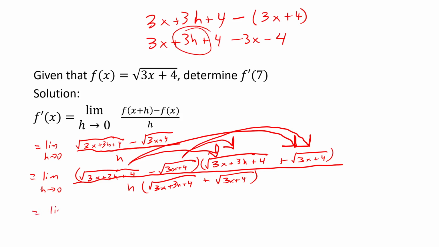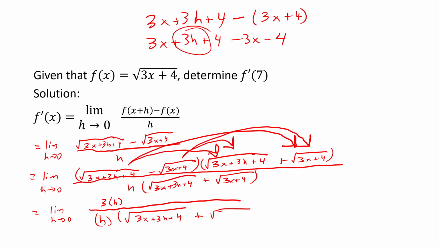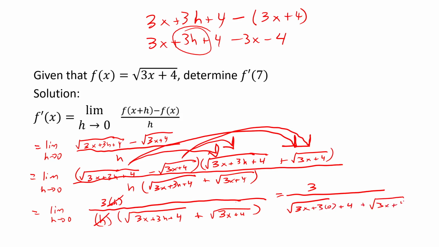So I'm going to call this the limit as h goes to 0 of 3h over h times the radical 3x plus 3h plus 4. We didn't distribute the denominator at all, so we still have to write that in just the way it was. Okay? And now I can eliminate these factors, and I'm in a position where I can plug in an h value of 0. We have 3 over the square root of 3x plus 3 times 0 plus 4 plus the square root of 3x plus 4.